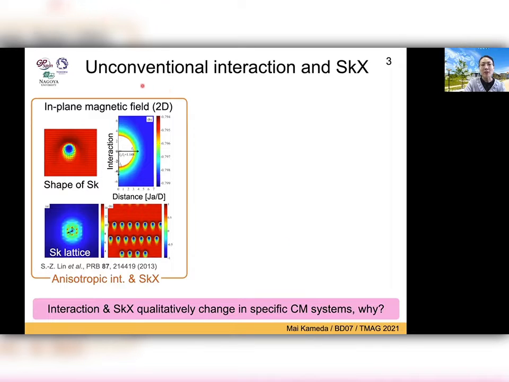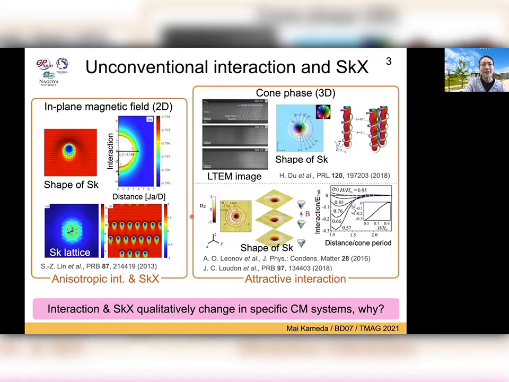However, recently, unconventional interaction and SKX have been reported in some specific chiral magnet systems. For instance, when an in-plane magnetic field is applied, the interaction and SKX are found to be anisotropic. In the 3D cone phase, the inter-skyrmion interaction is found to be attractive. Although the attractive interaction is attributed to a three-dimensionally twisted tube structure, the general mechanism for the appearance of these drastic changes has yet to be understood.